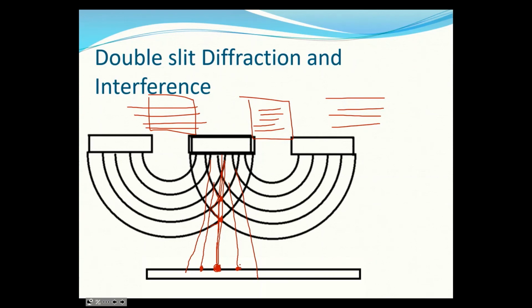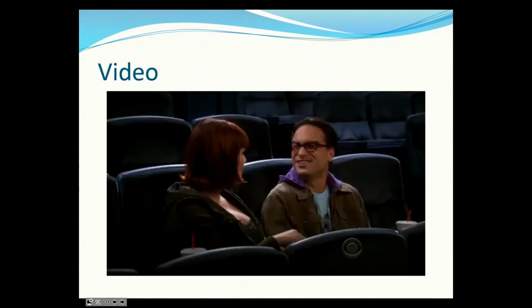So here's a stupid little clip from Big Bang where Leonard tries to avoid Sheldon by going to the theater with his girlfriend at the time, and Sheldon tracks him down and does a little thing before movies start, which isn't totally crazy because he's just talking about diffraction and interference. So check out this video.